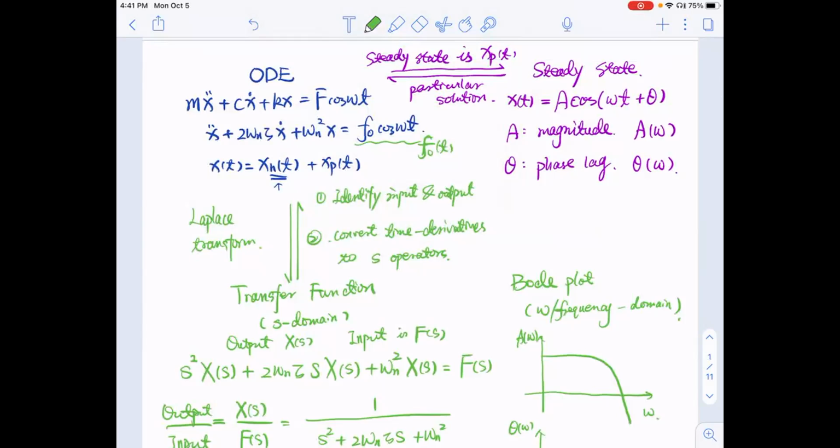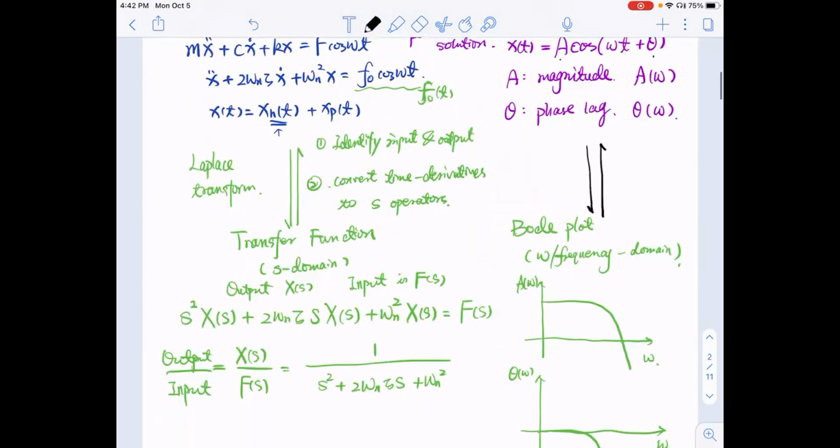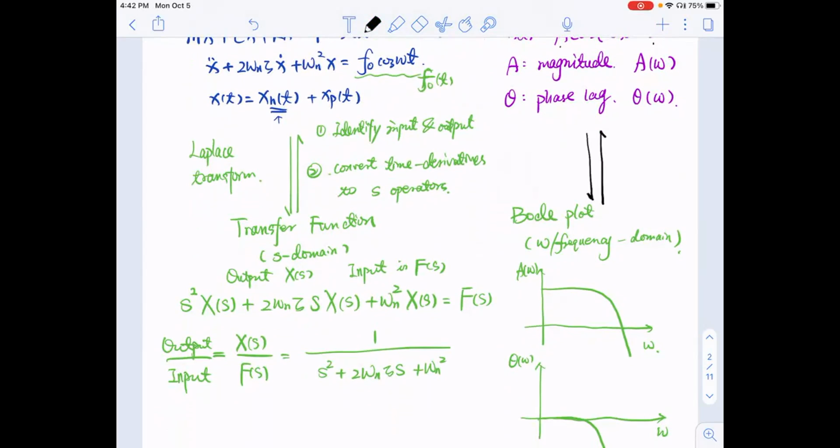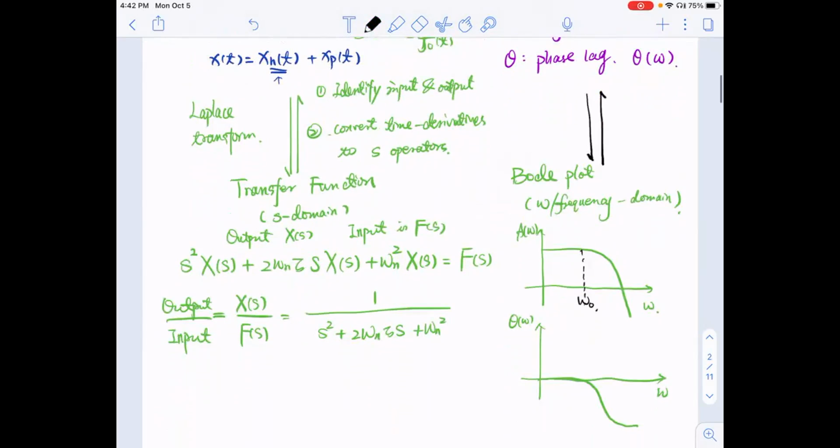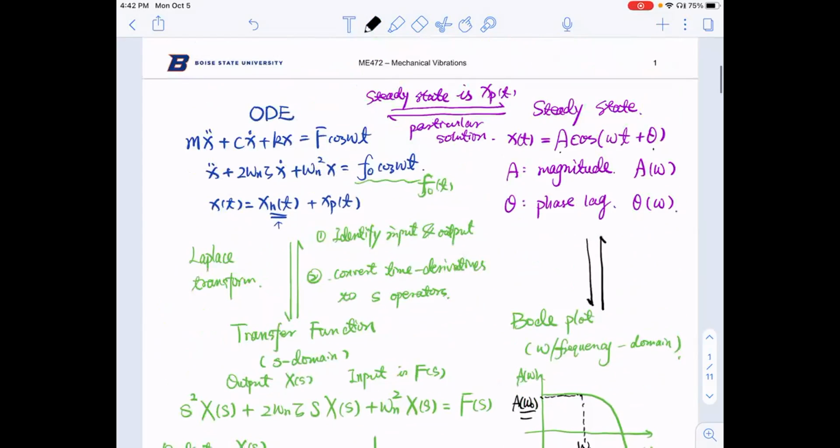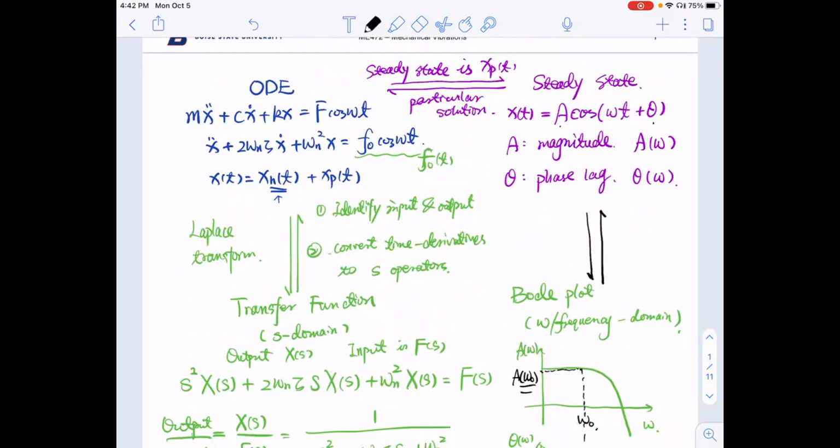If the Bode plot is given, then from Bode plot to steady state, that's pretty straightforward. Because in order to find your steady state, you just need to find the magnitude and the phase lag. What you do is, once your excitation frequency omega is given, let's assume in this case your omega is omega naught. Whatever value you get here is theta(omega naught). And whatever amplitude you get here is A(omega naught). So these two values directly determine your steady state response. So you can directly calculate a steady state response from Bode plot.